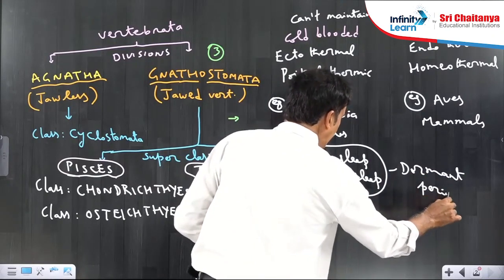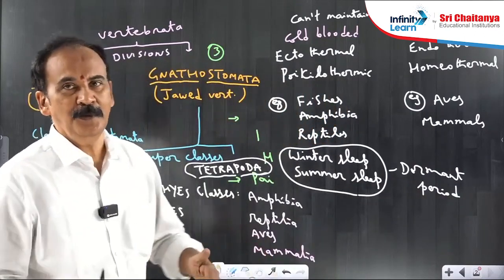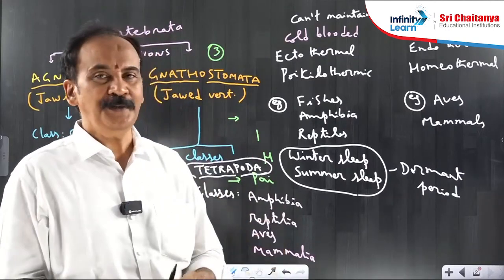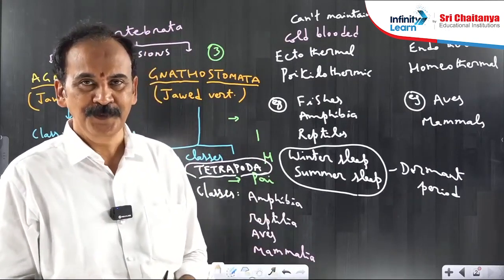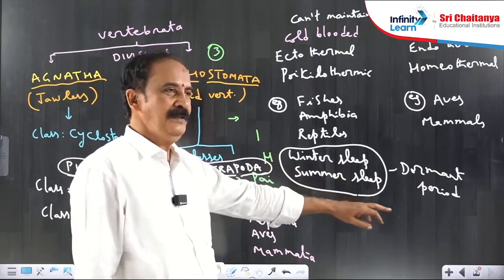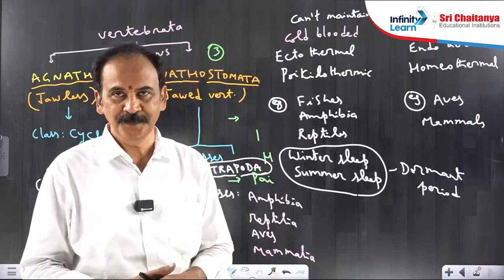They spend that period inactively, where they remain dormant or inactive, and they come back to normal life when temperatures are again favorable. So, winter sleep is called hibernation, summer sleep is called estivation. Like that, they avoid the fluctuations in temperature.